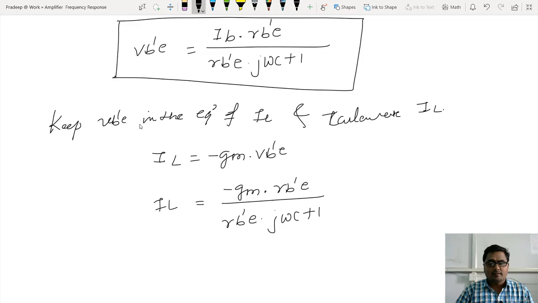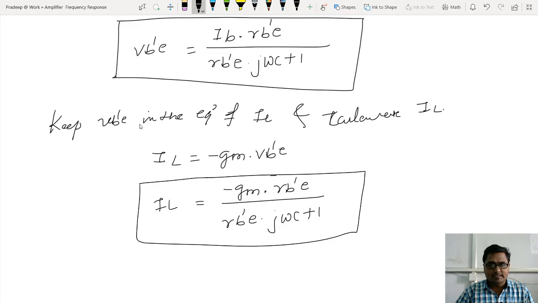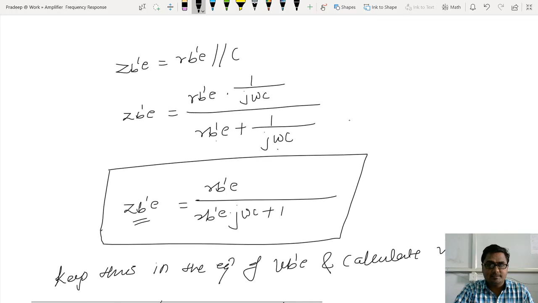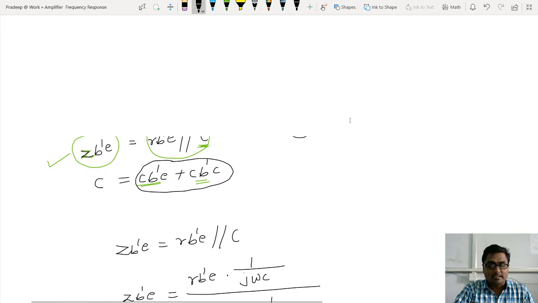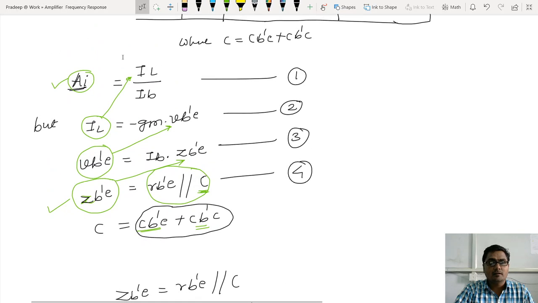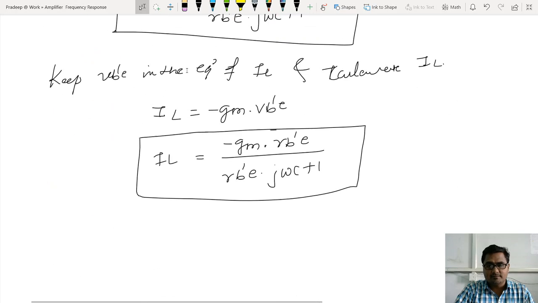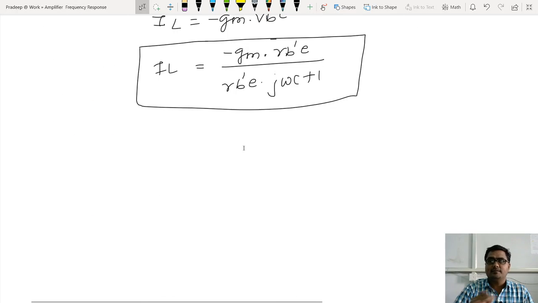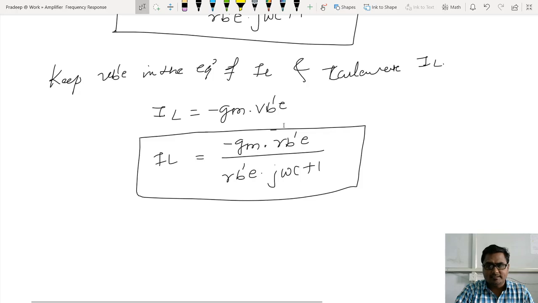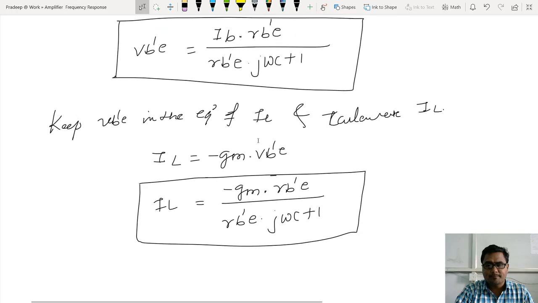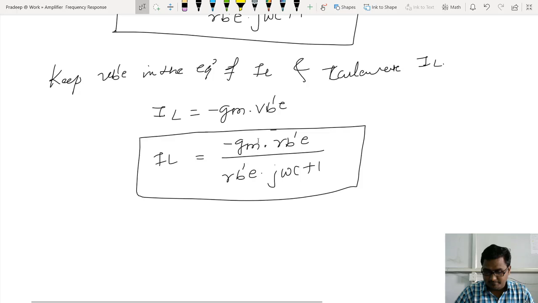Now, after we conclude with the value of IL, what will be the next step? What was the next step we have decided? It's the calculation for gain, AI. So what is AI? AI is nothing but IL divided by IB. It means this IL, whatever we are getting, we have to divide by IB. Now, look at this: minus gm RB'E. We are missing IB here in the equation. IB must be there.